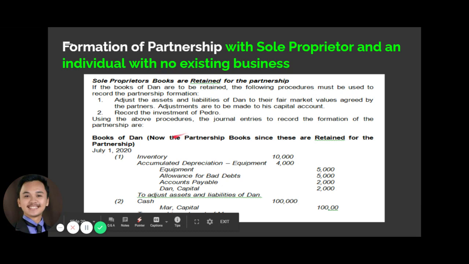So this is your journal entry to record the revaluation of the assets of Dan before it can be carried to the new books of the partnership. And the second one, we have the journal entry of the investment of Mar. So as mentioned earlier, Mar will be investing cash of 100,000 for one-third interest of the partnership. So the journal entry would include debit to cash for 100,000 and then credit to Mar Capital for 100,000.